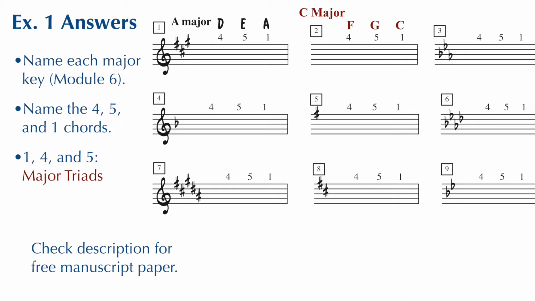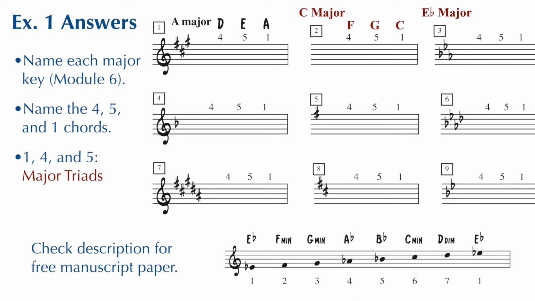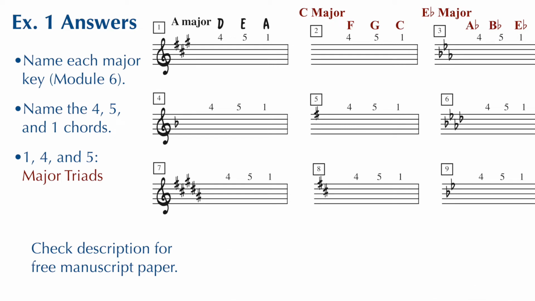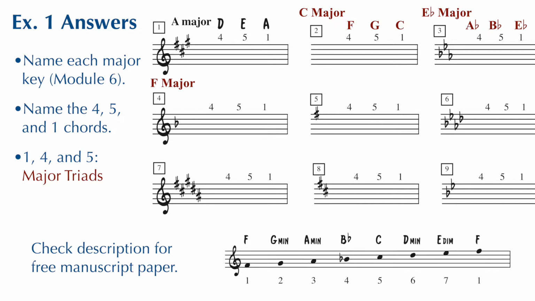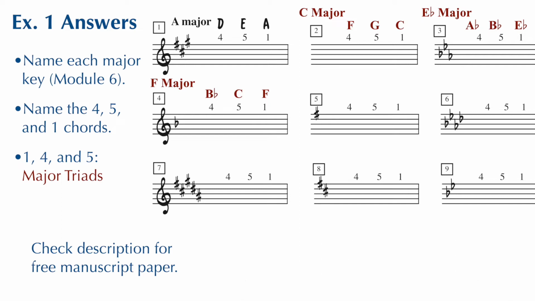Number 3, 3 flats puts us in the key of E flat major. Build out the E flat major scale and its triads, and you find that the 4 chord is A flat major, the 5 chord is B flat major, and the 1 chord, of course, is E flat major. Number 4, 1 flat in the key signature puts us in the key of F major. Write out the F major scale and its triads. The 4 chord is B flat, the 5 chord, or your dominant, is C, and the 1 chord, or your tonic chord, is F.